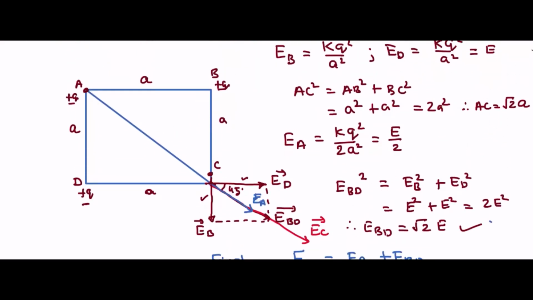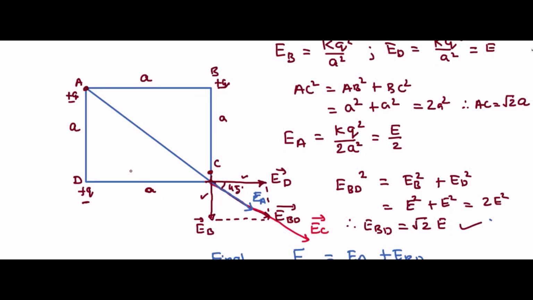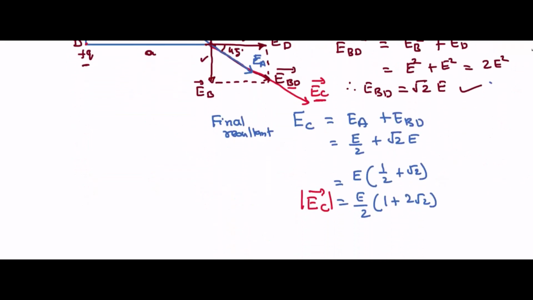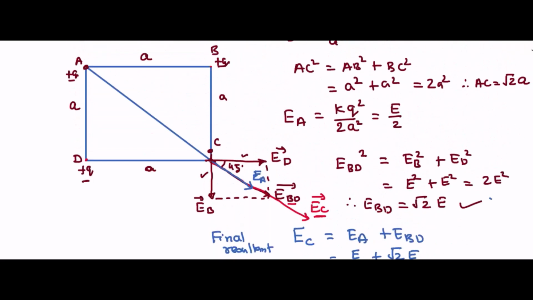So once again, to summarize, what did we do? At this particular point, we obtained the electric field strengths of all the three charges. We found out that the magnitude of ED and EB is equal. So we found out the resultant of EB and ED, which was EBD. To that, we added EA, which was the third electric field strength. And when we added these two, we got the final resultant EC. Its magnitude turned out to be this, and its direction is along EA.